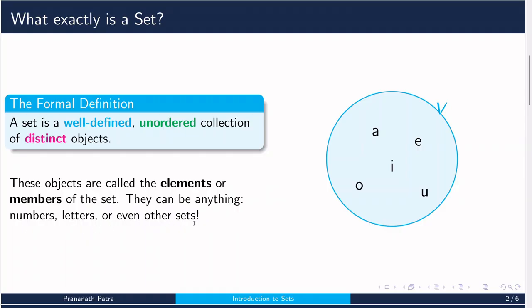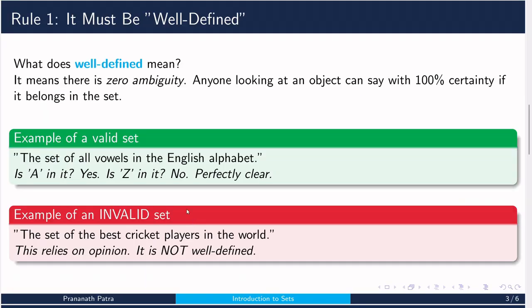Let's break that definition down into 3 simple rules, starting with Rule 1. A set must be well-defined. What does well-defined mean? It means there is absolutely zero ambiguity. Anyone looking at an object must be able to say with 100% certainty whether it belongs in the set or not. For example, a valid set would be the set of all vowels in the English alphabet.